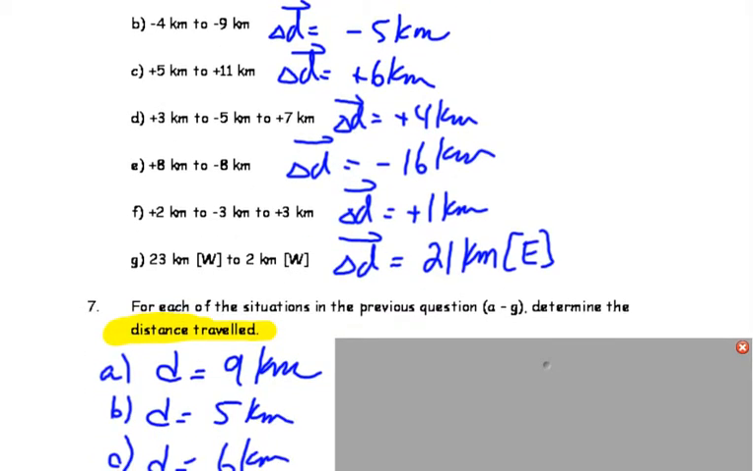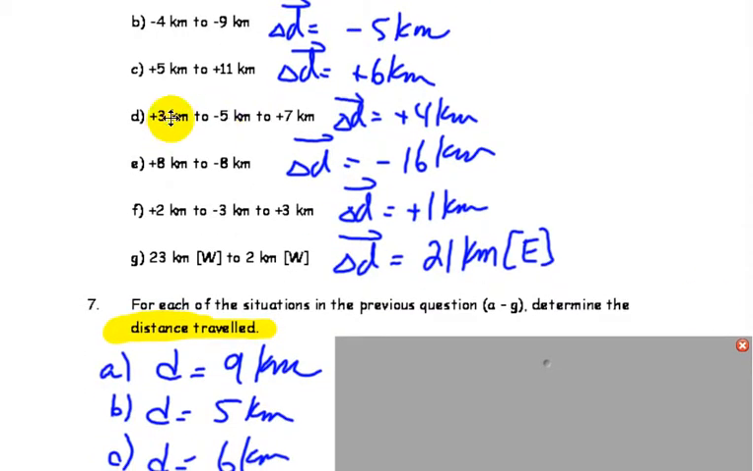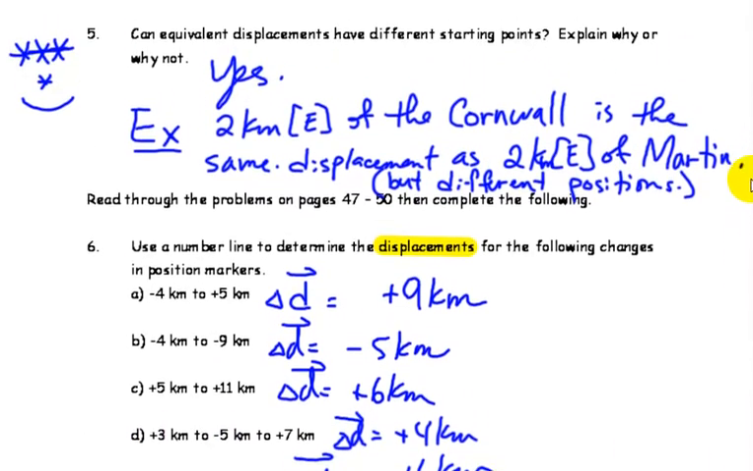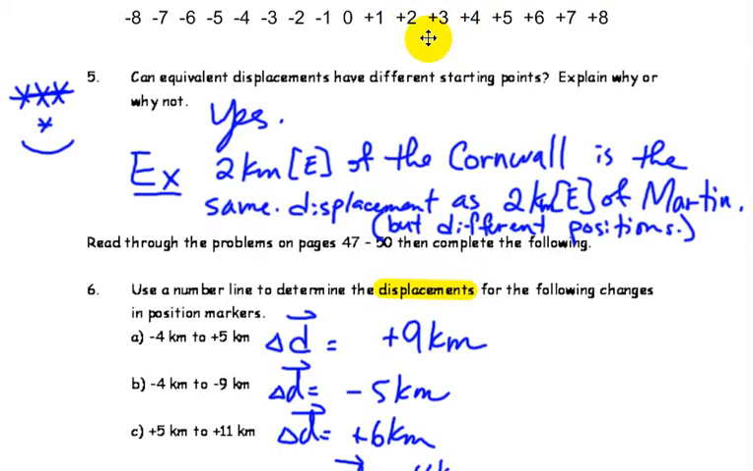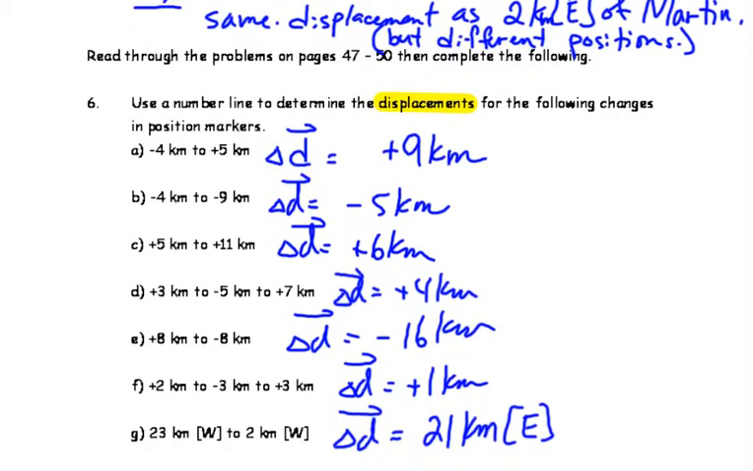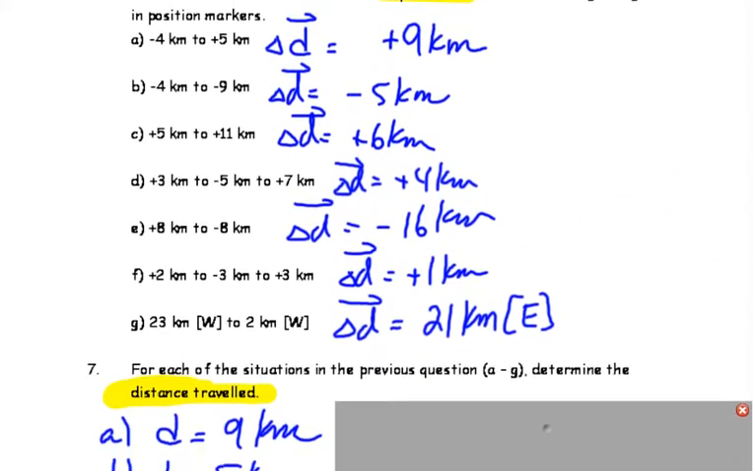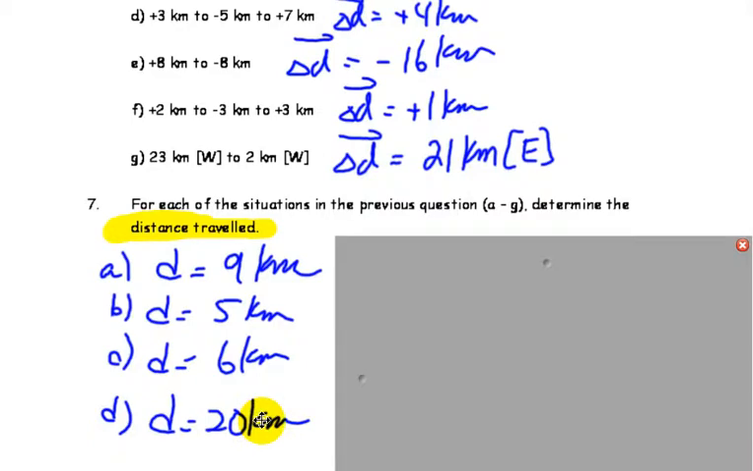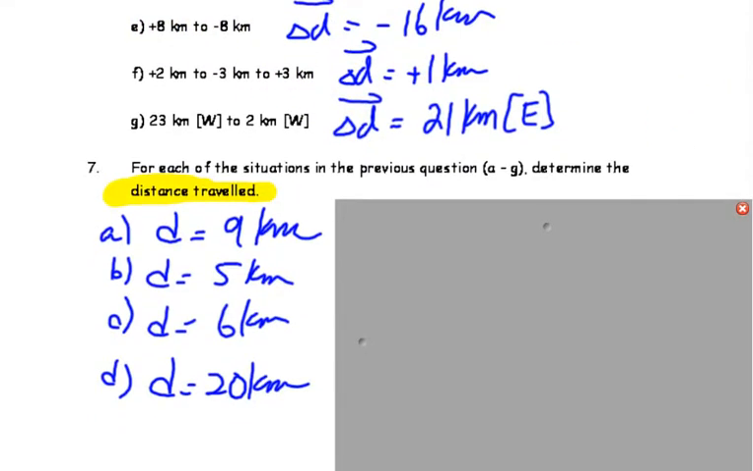where am I at here? C. Okay, D. So here, positive 3 to negative 5 to positive 7. Let's look at that one. So starting at 3, 1, 2, 3, 4, 5, 6, 7, 8. Turn around. 9, 10, 11, 12, 13, 14, 15, 16, 17, 18, 19, 20. Sorry, we were going to positive 7. So 20 kilometers. Look at how I turned around there. You have to consider every step. E, positive 8 to negative 8, still a movement of 16.